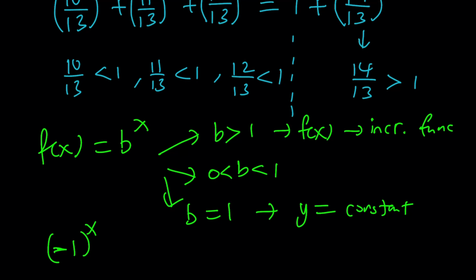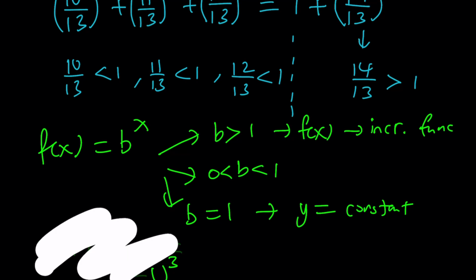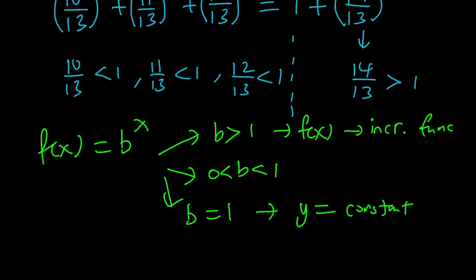Think about it. All the powers of -1 in the complex world. Think about something like -1 to the power 7 over 3. You're basically talking about the cube root of -1 in the complex world raised to the 7th power. So it's going to be really crazy. That's why we want to restrict our function to positive bases. That's why b needs to be between 0 and 1 if it's not greater than 1.